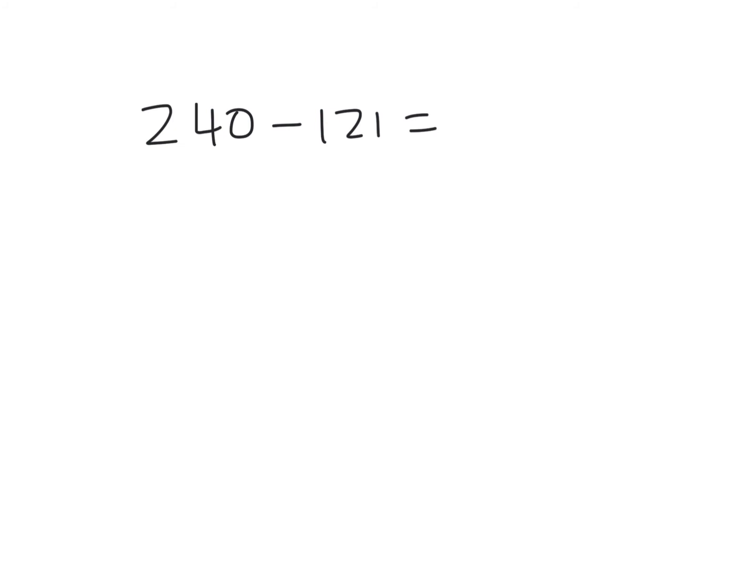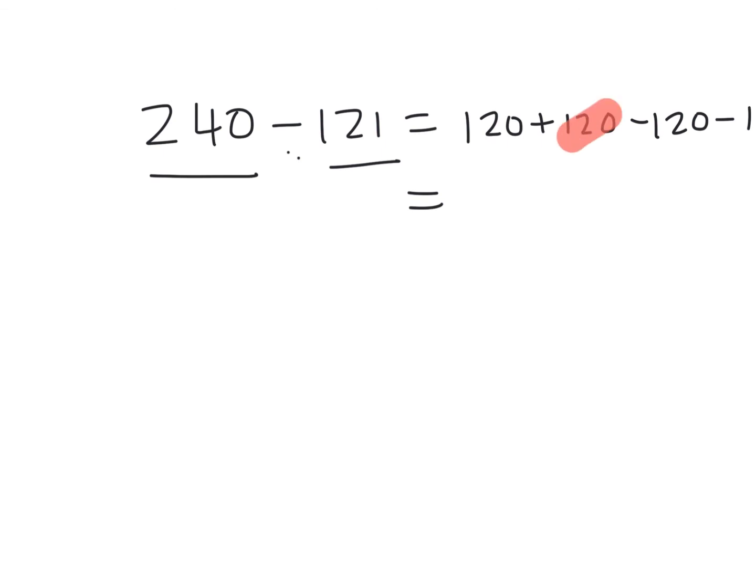So how did you go? Well, 240 could actually be written as 120 add 120. Subtract 121. So we're going to make the 121 120 subtract 120, subtract 1. So we're going to end up having this one and this one cancel each other out. So what have you got left? We've got 120 subtract 1. So 120 subtract 1 gives us 119.